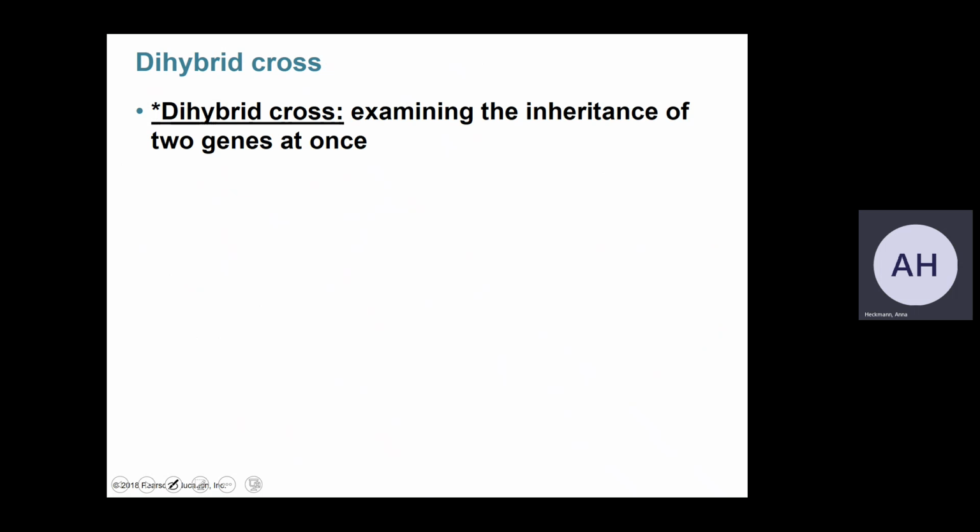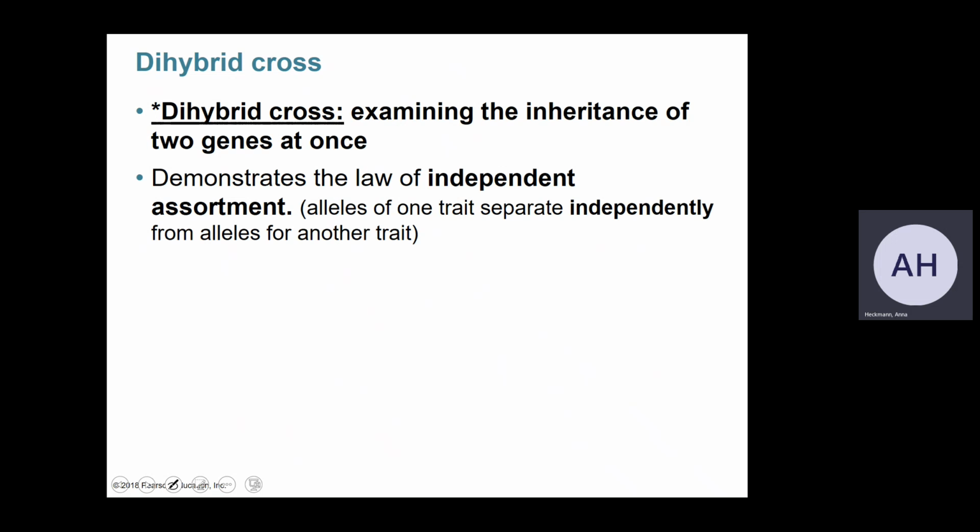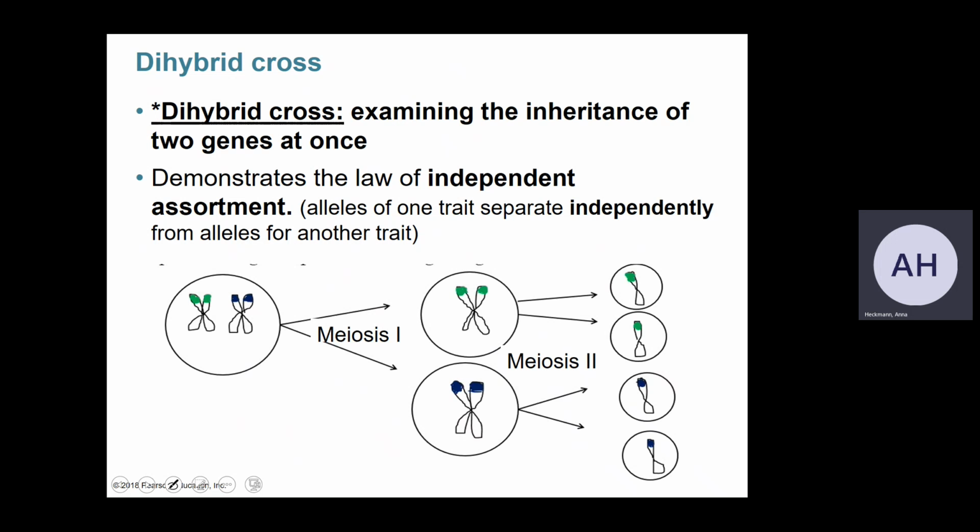Dihybrid crosses. These examine the inheritance of 2 genes at once. And this demonstrates the law of independent assortment, which you may remember from the beginning of the lecture, states that alleles separate independently of one another during meiosis. Up to this point, we've been using monohybrid crosses, which examine the inheritance of 1 trait. What if we want to track the inheritance of 2 traits at once? That's called a dihybrid cross. And using dihybrid crosses, we can demonstrate that alleles of different traits separate independently of one another.